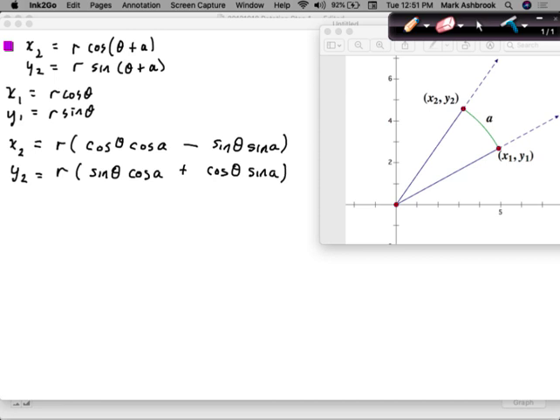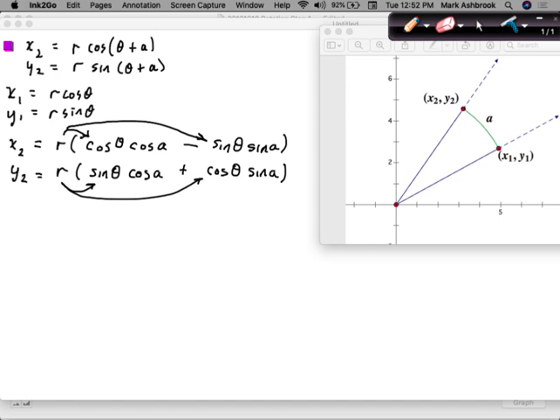Okay, right. So you see what we did? These are identities for angle sums. So now is this going to help us to write x2 and y2 in terms of x1 and y1? Yes. How does it help us? Because if we distribute the r, for x2 we would get r cosine theta cosine a. Just that part we could rewrite as x1 cosine a. And we can rewrite the second part as minus y1 sine a. Do you see what he's talking about? Okay, and then this one? Got our sine theta there and our cosine theta there.